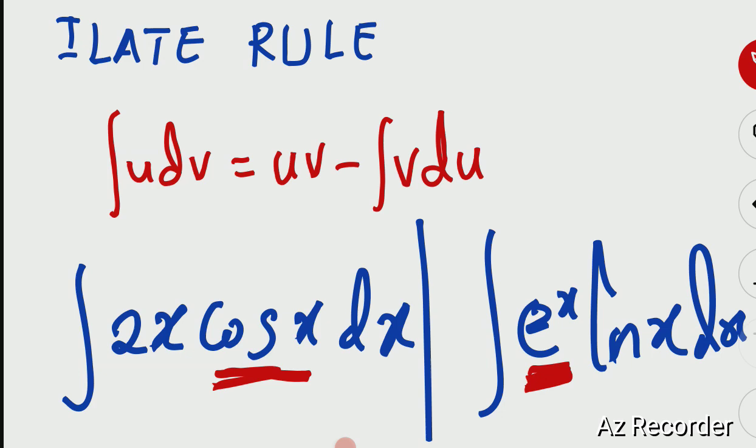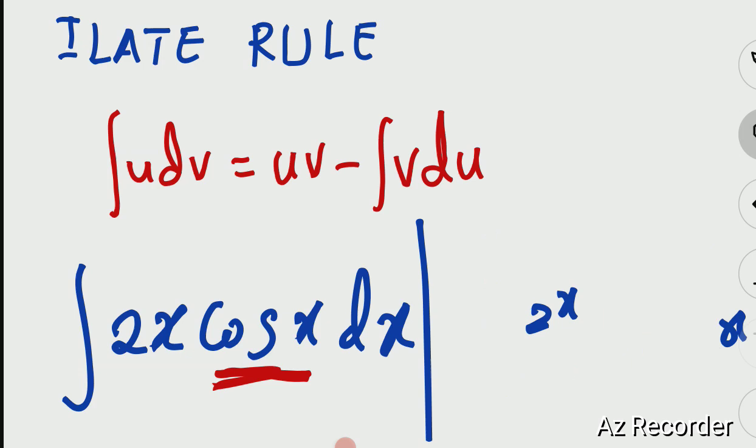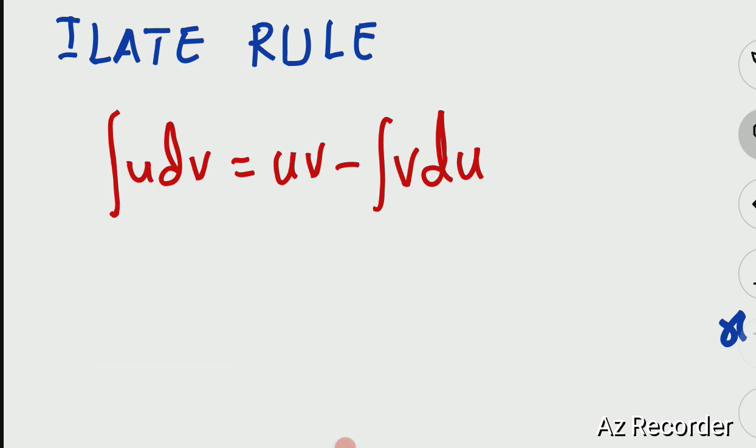So that's the order. The order is ILATE. Let me repeat again: I standing for inverse trigonometric, L standing for logarithmic, A standing for algebraic, T standing for trigonometric, and E standing for exponential. So that's it. Now we can take our very first example and solve it using the ILATE.